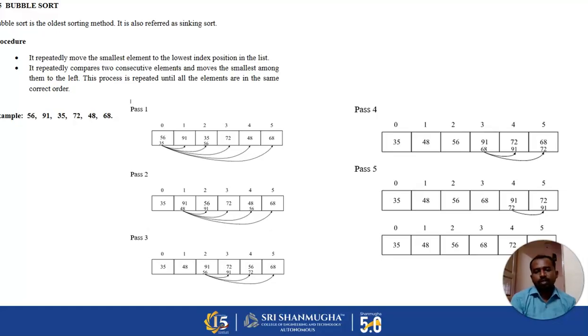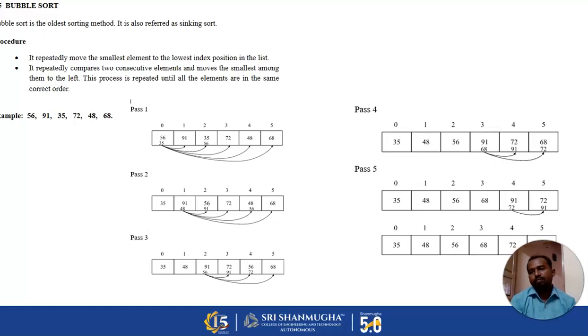91 and 72 means index 3 is swapped to index 2, and index 2 is swapped to index 3. Then 35, 48, 56: the 91 is moved to index 3, 72 is moved to index 4, and 56 is moved to index 2. Next, page 4: 35, 48, 56 and 68, 91, 72.